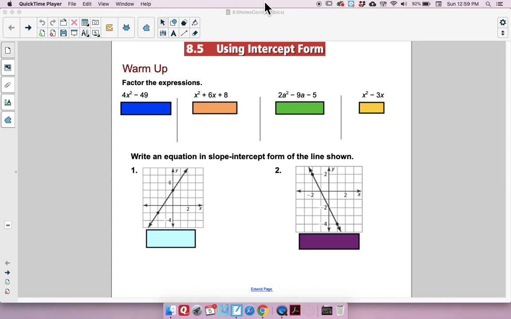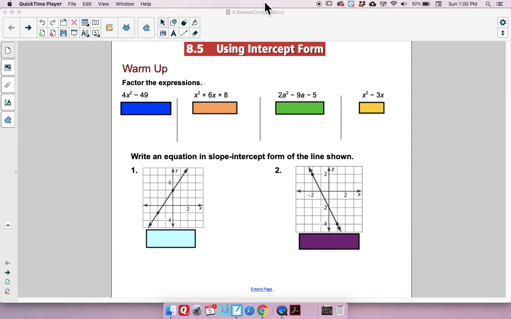Here we go, 8.5, using intercept form, our last section in wonderful chapter 8, second to last chapter of the school year. Okay, so go ahead and try the warm-up. So you're basically just factoring these expressions.